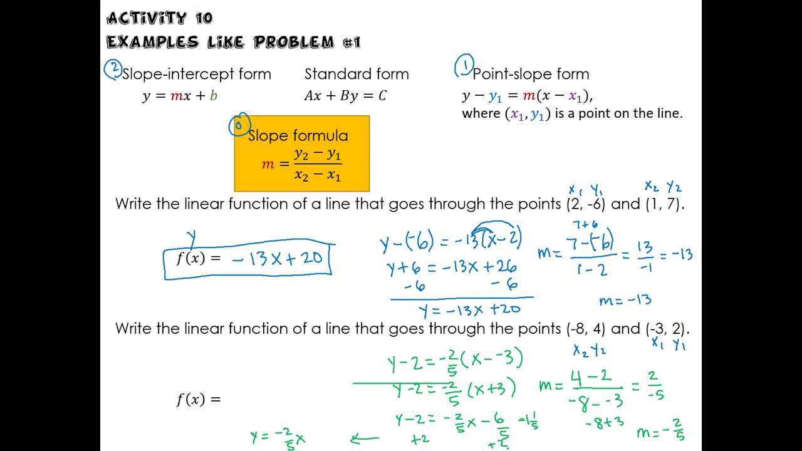And then plus 2, so that's like subtracting. So all I would have left is 4/5. So this is going to be plus 4 over 5. So my function is just going to be negative 2/5 x plus 4/5.